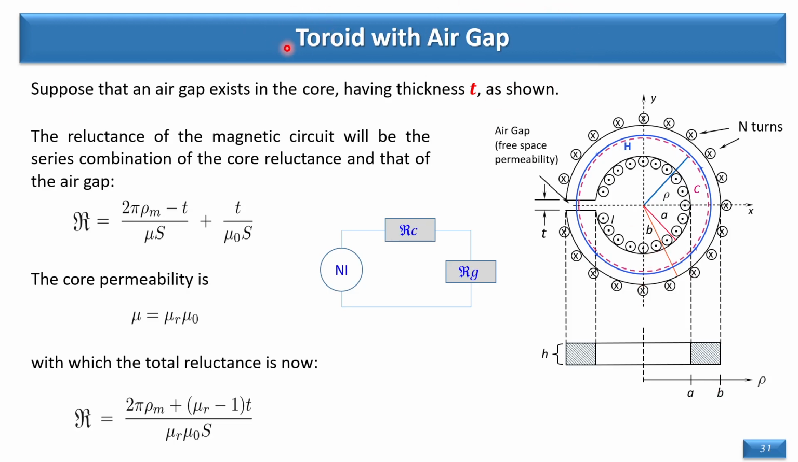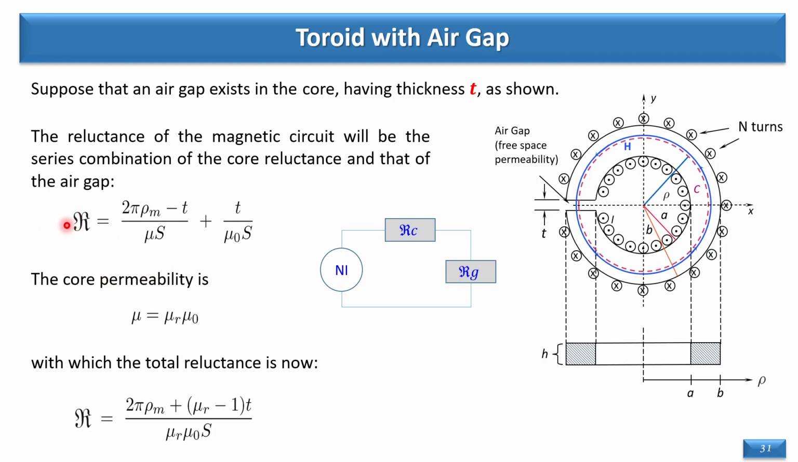Here we have another problem, which is a toroid with an air gap. If we have an air gap in the core, we can solve this problem using the magnetic circuit approach. The modeling here will be different because the phi will have two different media, the core and the air. So in this circuit we have two reluctances, the core reluctance and the gap reluctance.